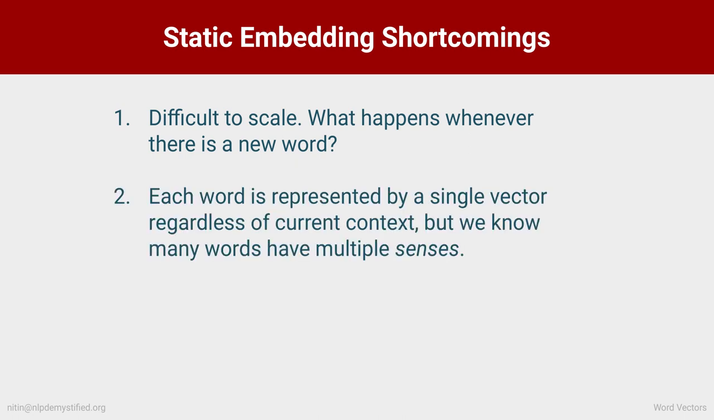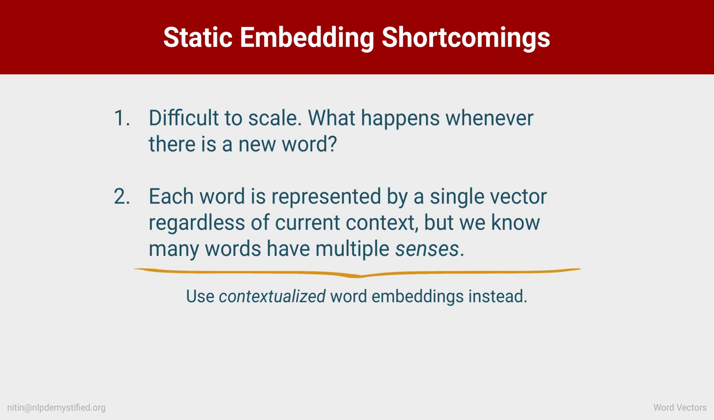The second and bigger issue is that each word is represented by only a single vector, regardless of the current context, but we know that's not how words work. A word can have multiple senses, depending on the context. Words such as cell, bat, bank, play, and so on mean different things, depending on their surrounding words. Later in the course, we'll look at contextualized word embeddings, which offer different vectors for the same word, depending on the context.